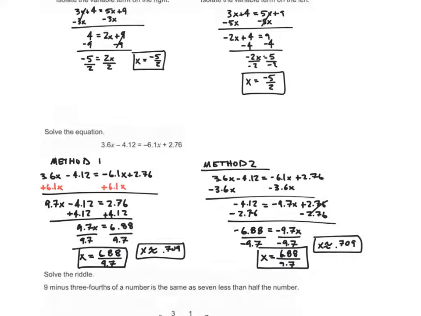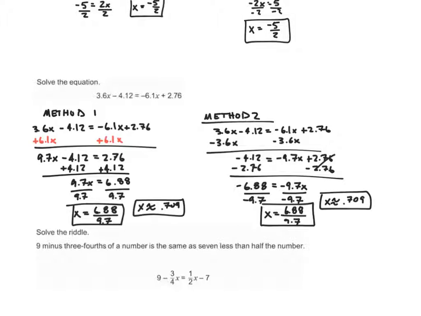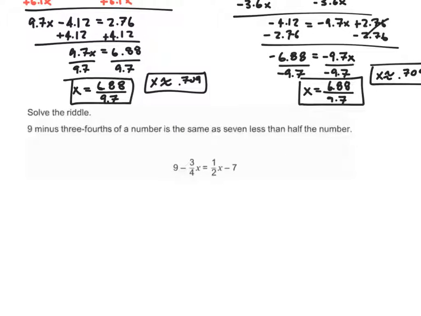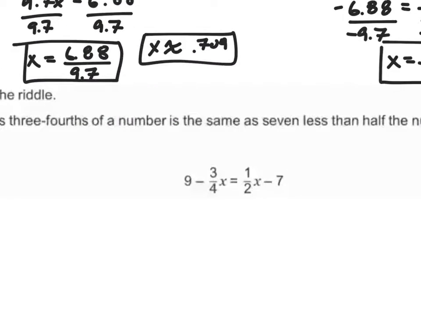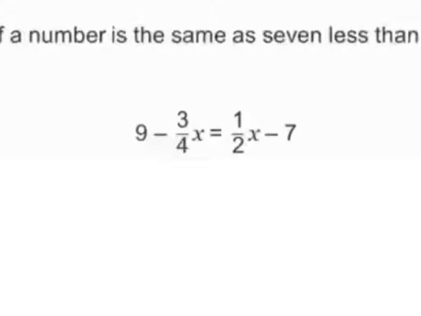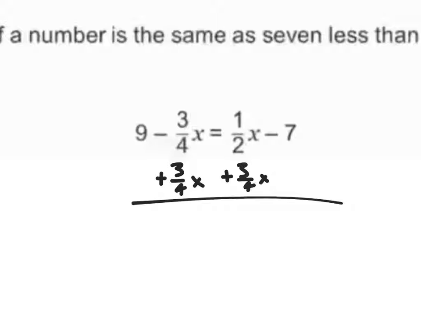All right, let's talk about this last problem, okay? And on this last one, we want to solve the riddle. 9 minus 3/4 a number is the same as 7 less than half a number, okay? We want to figure out what's the number, okay? So let's solve this equation, okay? And what I'm going to do is, thinking about this, I have a negative 3/4 x, I have a positive 1/2 x. I would have to add this number to move it over to the other side, okay? So I'm going to do that. I'm going to add 3/4 x to both sides, okay? And that's going to give me 9 is equal to 1/2 x plus 3/4 x minus 7.